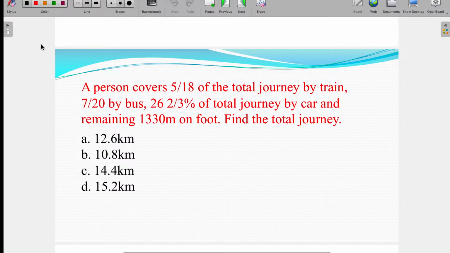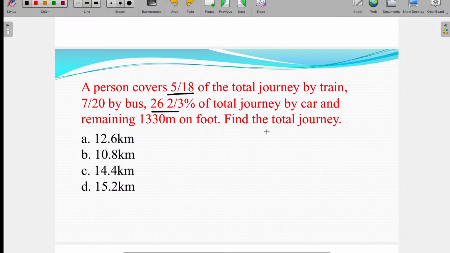Basic method: a person covers 5 by 18 of the total journey by train, 7 by 20 by bus, 26 2 by 3% of the total journey by car, and the remaining 1330 meters on foot. First write down the fraction value of 26 2 by 3 percentage. This is not a percentage, this is a fraction value. This is the percentage.